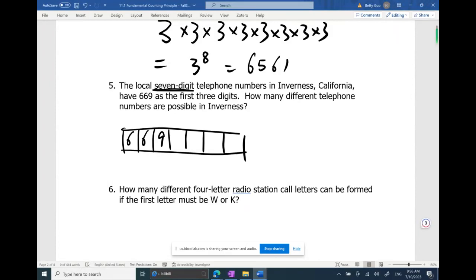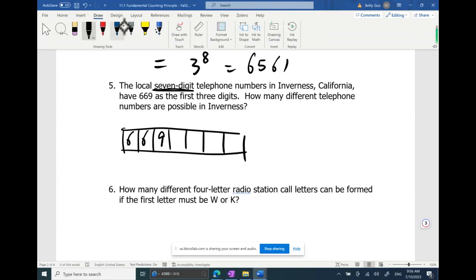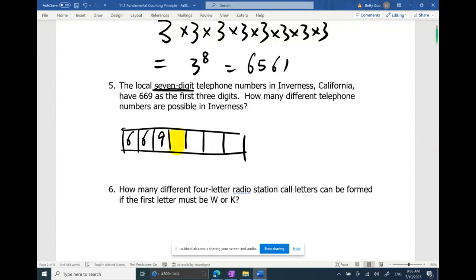So our task has 4 steps. The first step is to put a digit here. Second step is to put a digit here. Third step is to put a digit here. The last step is to put a digit here, right? So how many digits do we have to put in each cell? The digit could be 0, 1, 2, 3, 4, 5, 6, 7, 8, 9. We have 10 digits that could fill in the cell, right?